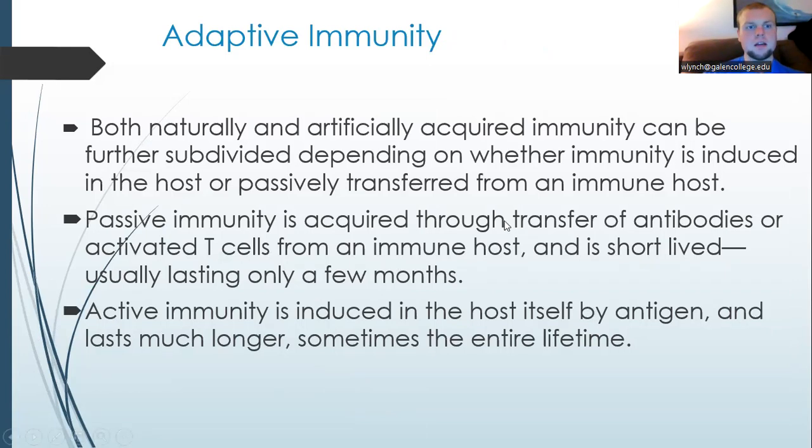So both naturally and artificially acquired immunity are going to be able to be subdivided. The passive immunity is going to be acquired through a transfer. This is usually only going to last a few months, as I stated, because we do not have the ability to create those cells on our own. Active immunity is going to last much longer because we have our own host cells that are able to identify the antigen and then produce a memory for that. So this lasts a lot longer, sometimes for an entire lifetime.